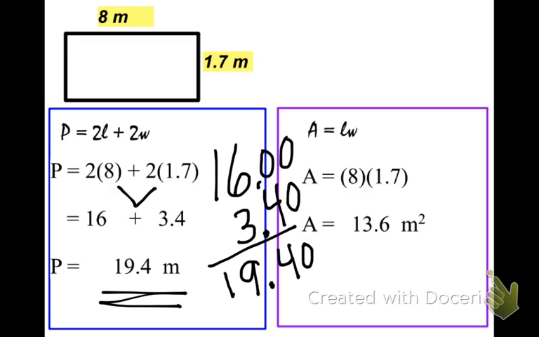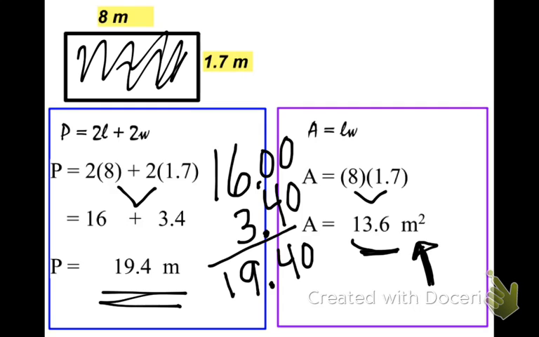Now for area, you're multiplying 1.7 times 8, 13 and 6/10 meters squared. It's important to square the unit because we are, after all, counting all the little square units covering the surface of our rectangle.